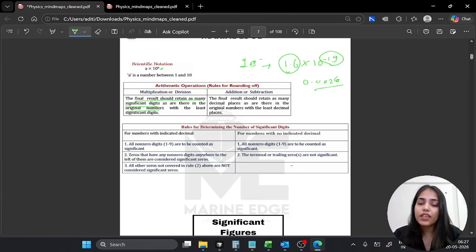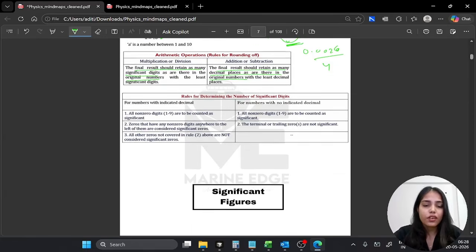So when we multiply, the outcome, when we note it down, will only have 2 significant figures. Here we have 4, here we have 2, but after multiplication, the result should have the least number of significant figures between the two values. Similarly, when we talk about addition or subtraction, the final result will retain as many decimal places as there are in the original number. Correct?